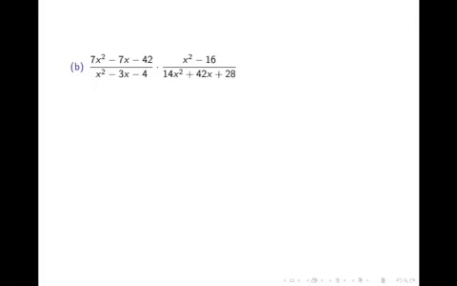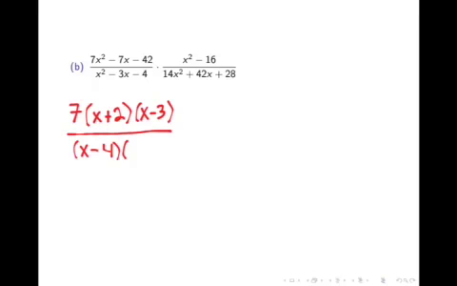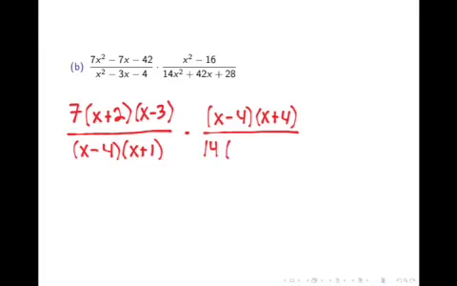So our first fraction will factor into 7 times x plus 2 times x minus 3 over x minus 4 times x plus 1. And our second fraction factors into x minus 4, x plus 4, and in the bottom factor out a 14, and then we factor to get x plus 2, x plus 1.